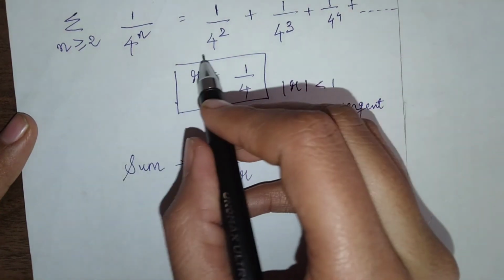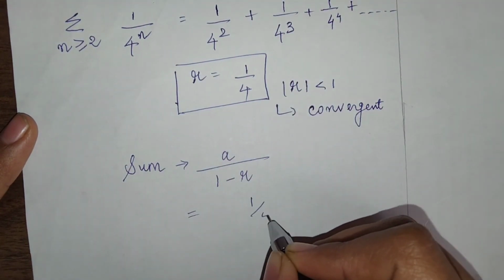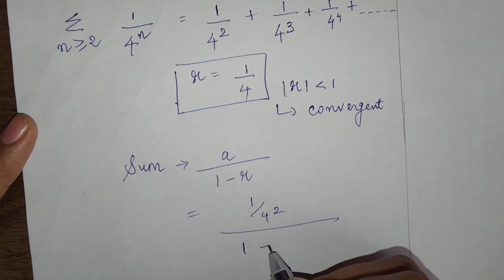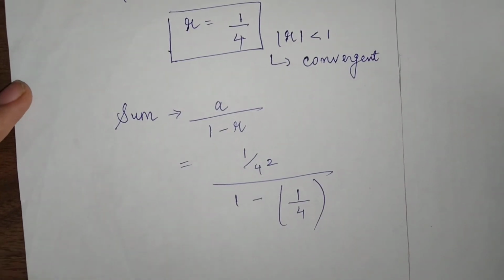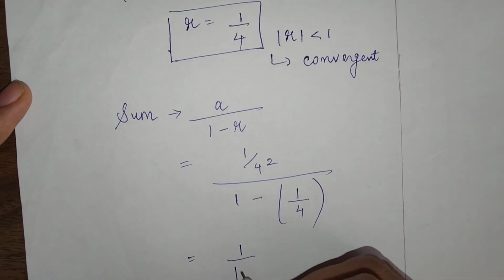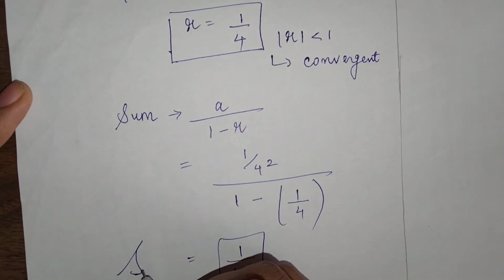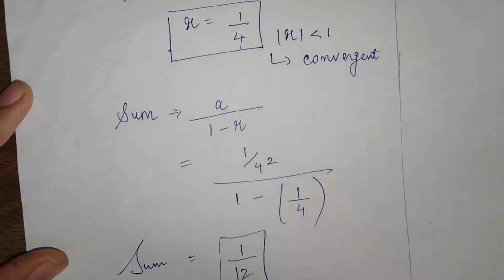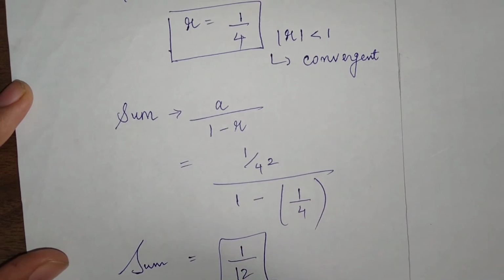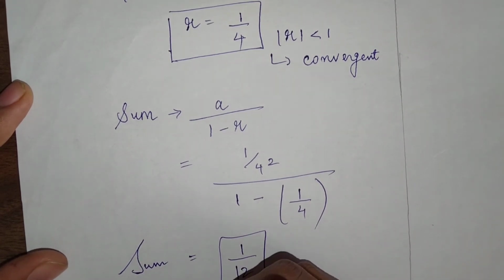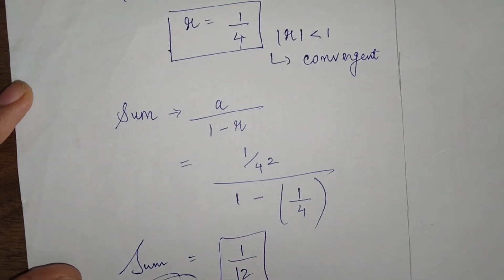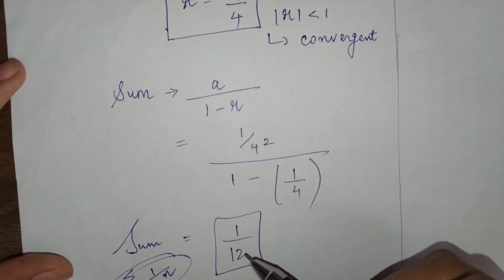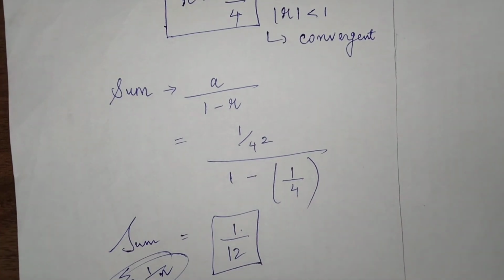So what is our a here? a is (1 by 4) square, divided by 1 minus r, where r is 1 by 4. And if you solve it, you will get 1 by 12. So this is the sum of the series, summation n greater than or equal to 1 of (1/4) raised to n. We have got the sum of this series, that is 1 by 12.